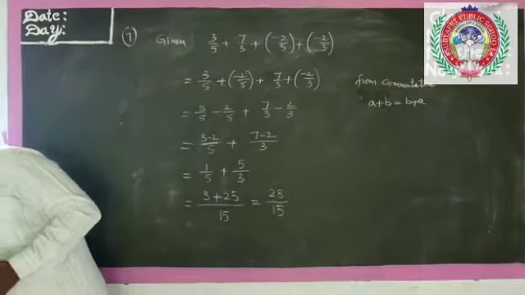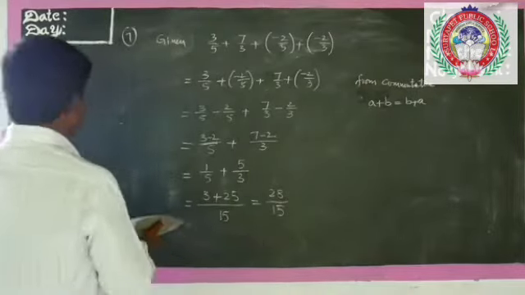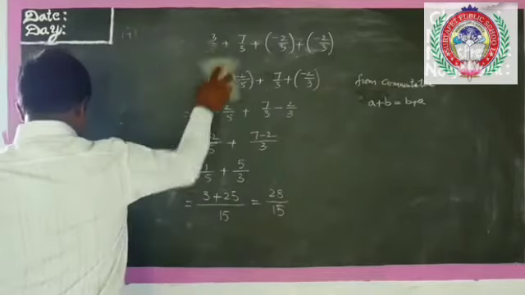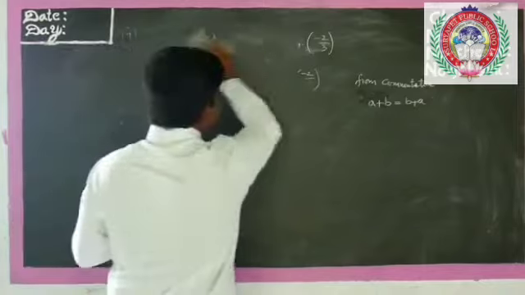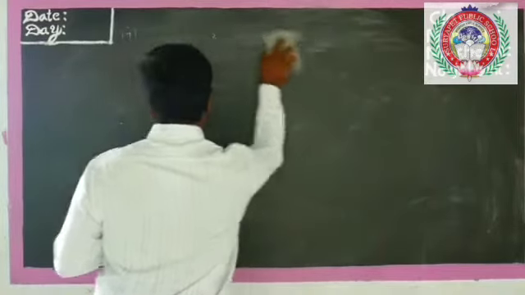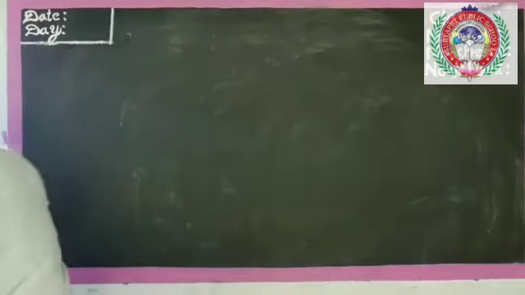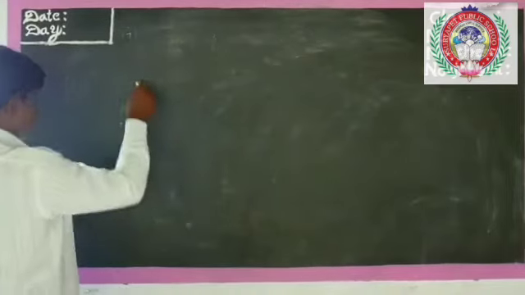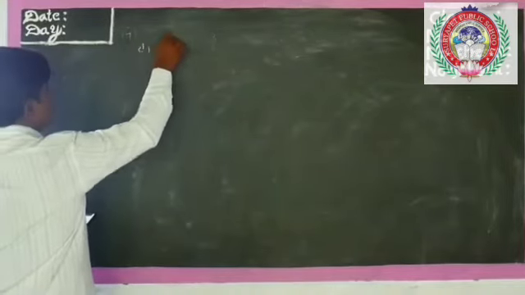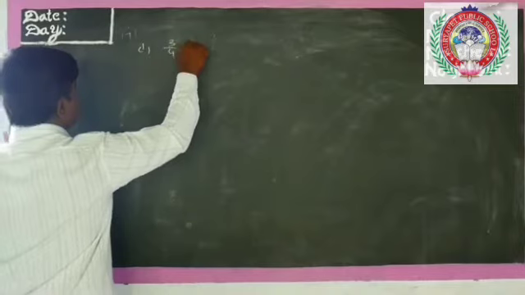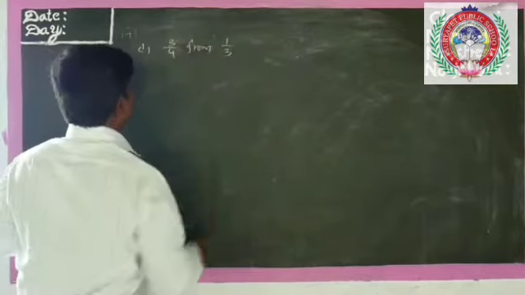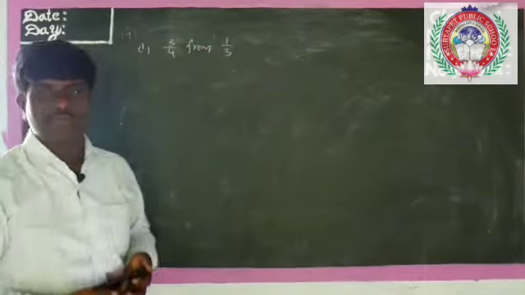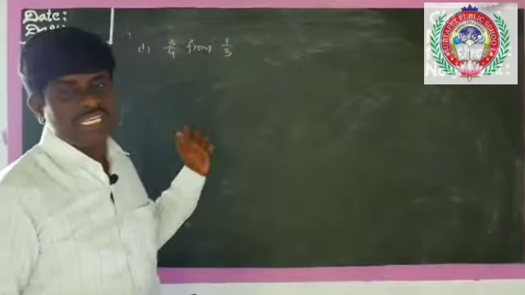Now look at problem number 8. Problem number 8, subtract. So there are three internal problems in this. First one, subtract 3 by 4 from 1 by 3. Here we need to understand one thing. Which number do we need to take first?